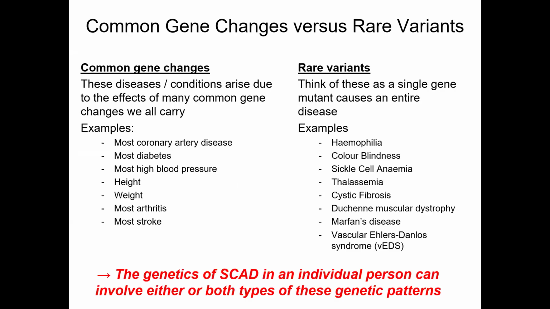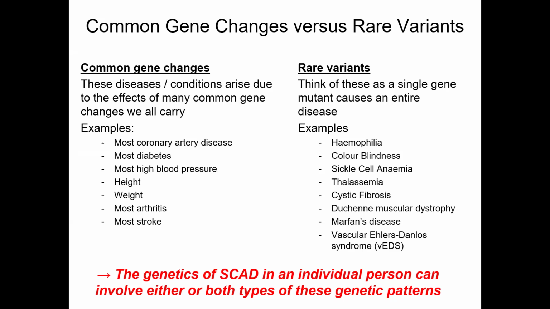And you can think of these common gene changes as many gene changes that occur to give rise to conditions like coronary artery disease. And by coronary artery disease, in this context, I mean atherosclerosis, or the buildup of fatty plaques in the arteries that cause the most common form of heart attack. Most diabetes, most high blood pressure. They also govern height and weight, most arthritis, and also stroke.